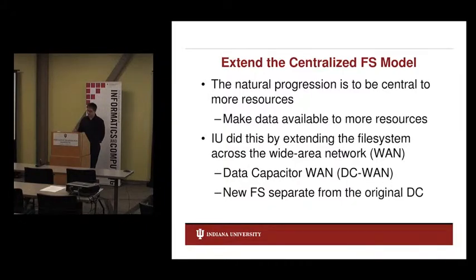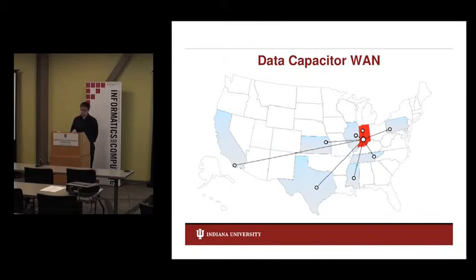So IU did this by extending the file system across the wide area network, or the WAN, and we created a new file system called DC-WAN, or Data Capacitor WAN, and it's a new separate file system from the original DC. So now we're talking about two file systems, DC for data capacitor and DC-WAN for data capacitor WAN. So the data capacitor is central to IU resources, and now the data capacitor WAN is central to nationwide resources.